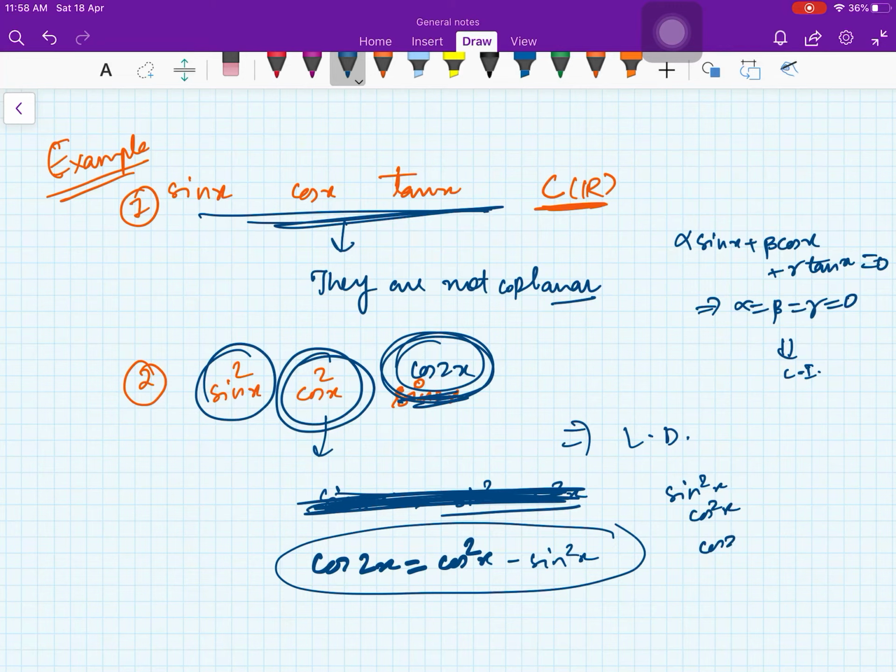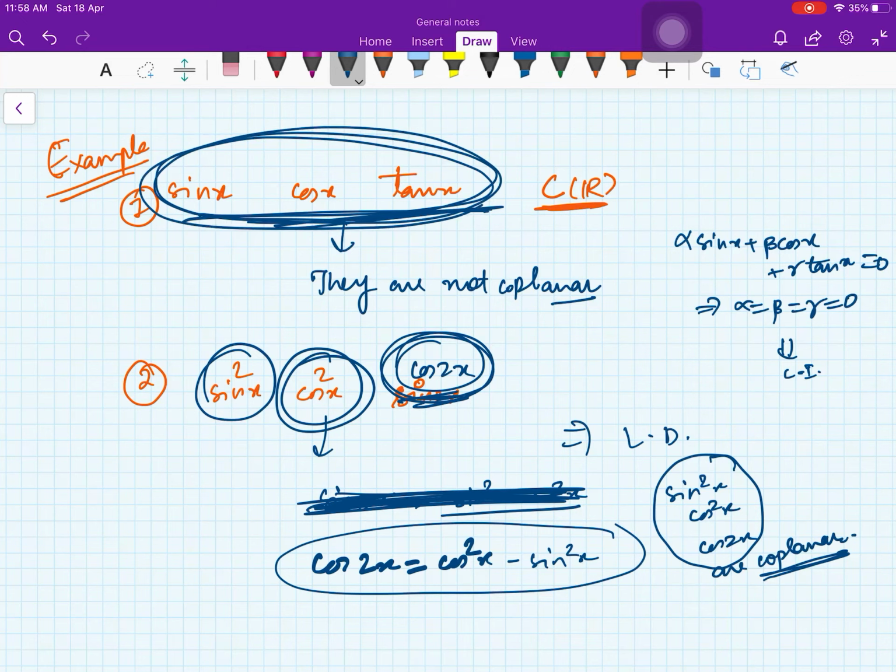It means that they are linearly dependent, or you will say that sin square x, cos square x and cos 2x are coplanar. So you see, such types of questions may be asked, whether these are coplanar or not. You may not see a plane here, but they are called coplanar because they are linearly dependent. This is how we tackle things. And if somebody asks whether the earlier vectors are coplanar, the answer is no, because they are linearly independent. So when you have three vectors which are linearly independent, they are not coplanar. If three vectors are linearly dependent, then we say those vectors are coplanar.